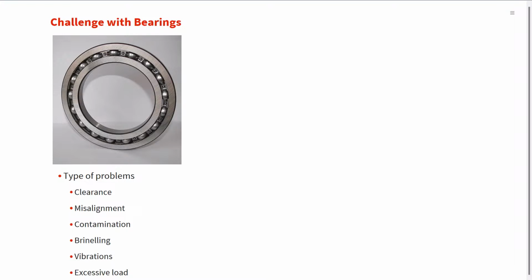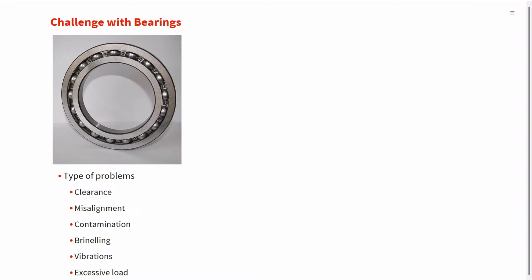Then we have misalignment, which happens when the inner and outer rings are not perfectly aligned. This can also cause uneven wear and potentially damaging stress on the bearing. Contamination is another challenge. Even the smallest particles can cause significant damage by creating abrasive wear and changing the bearing's integrity. And a well-known problem, vibrations, often imperceptible.